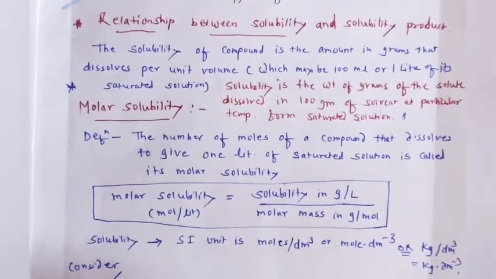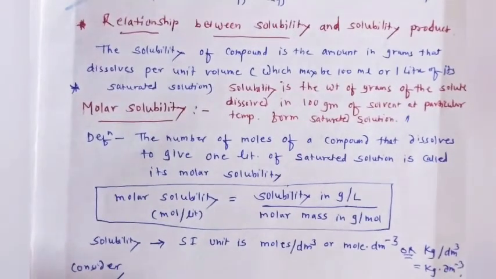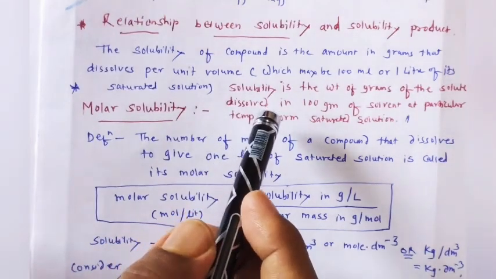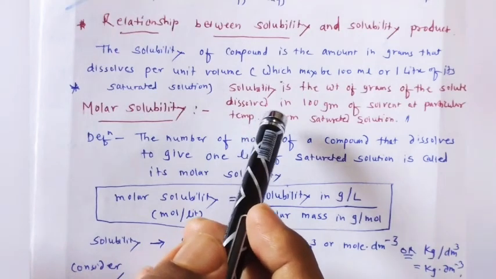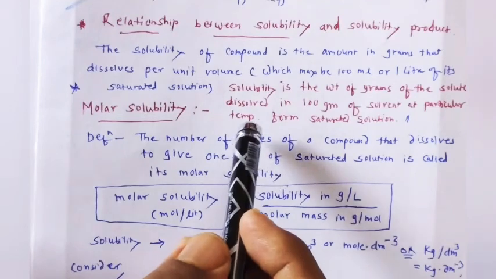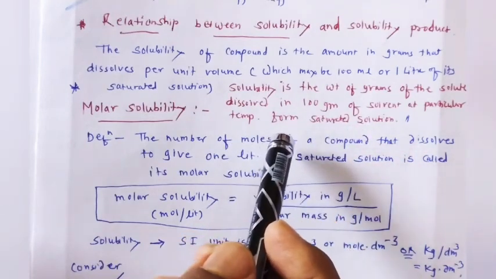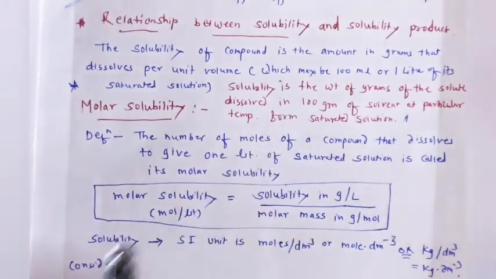Now the next point we have to see is the relation between solubility and solubility product. These are two different terms. First we look at solubility. The solubility of a compound is the amount in grams that dissolves per unit volume, which may be taken as 100 ml or 1 liter of its saturated solution. Solubility is the weight in grams of solute dissolved in 100 grams of solvent at a particular temperature to form a saturated solution.